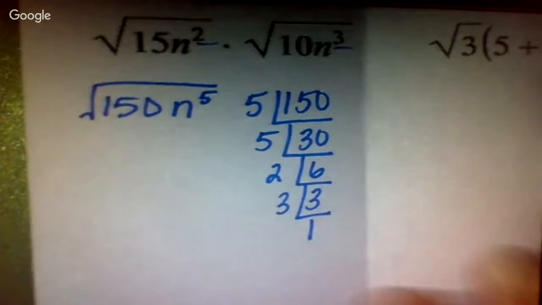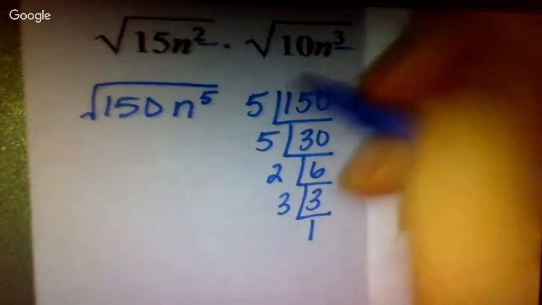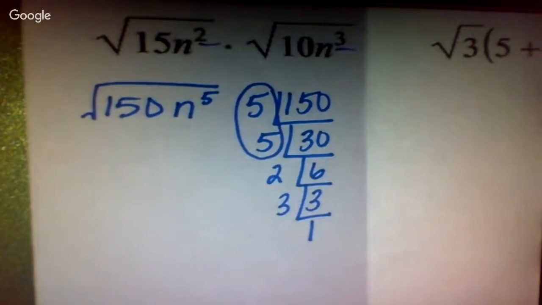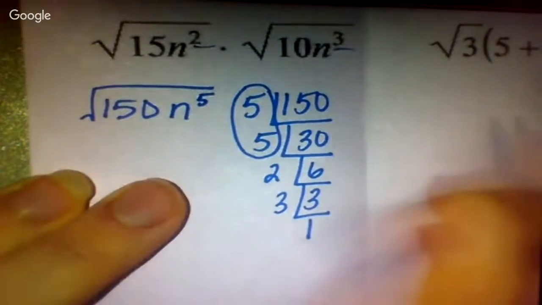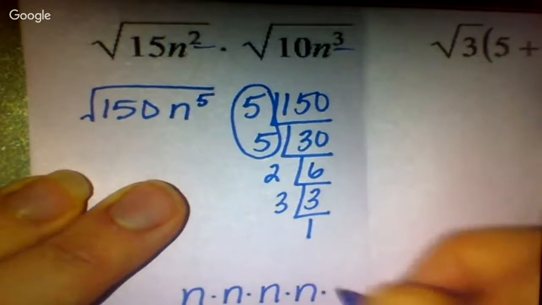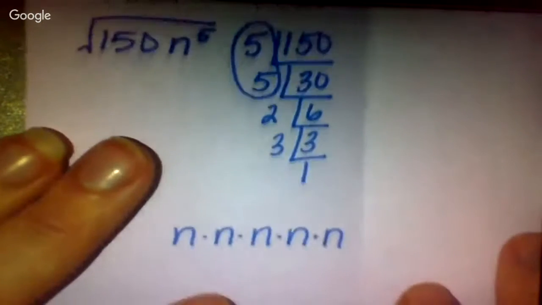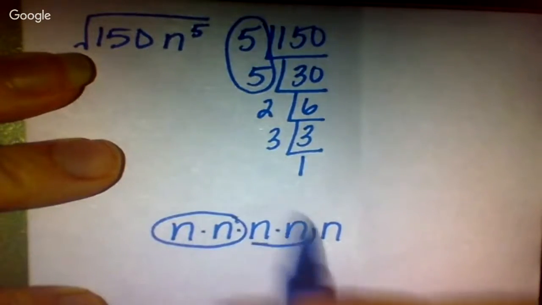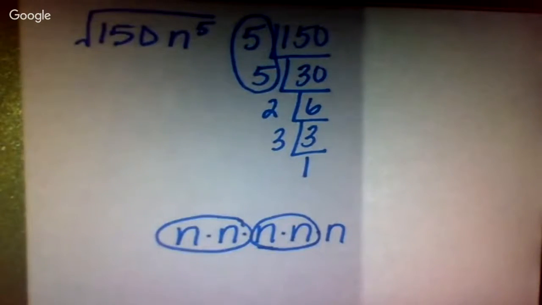Okay. So let's deal with our numbers first. I'm grouping in 2s. So what can I circle? I can circle my 5s. I only have one 2 and one 3, so I can't do anything with those. Please do not forget, you've got n to the 5th power. So you've got 5 n's to deal with too. So how many groups of n's am I going to have? 2 of them.